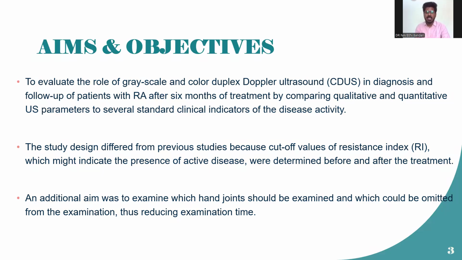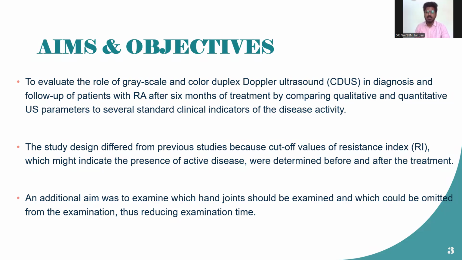The aims and objectives of my study were to evaluate the role of grayscale and color Doppler ultrasound in diagnosis and follow-up of patients with rheumatoid arthritis after 6 months of treatment, by comparing qualitative and quantitative ultrasound parameters to several standard clinical indicators of the disease activity.